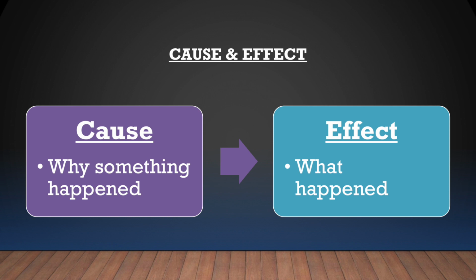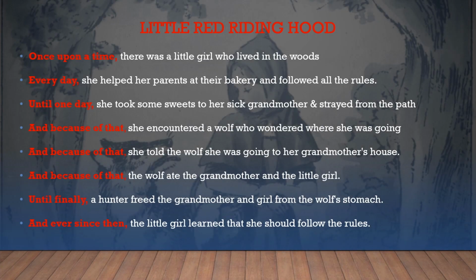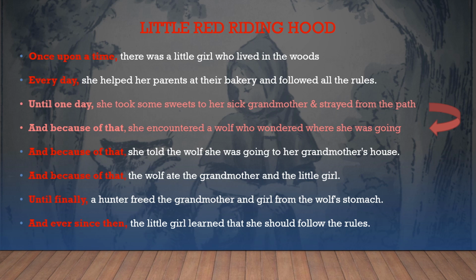So let's go back to the story of Little Red Riding Hood. If we hop back into the story where it says she strayed from the path, because she strayed from the path, she encountered the wolf. And because she encountered the wolf, she revealed where she was going, to Grandma's house. Because she revealed where she was going, she ended up getting eaten by the wolf.